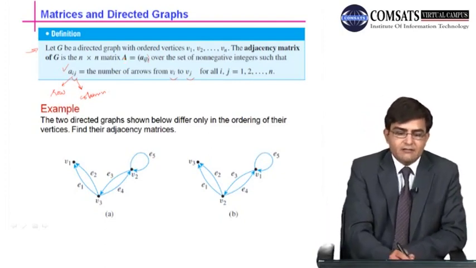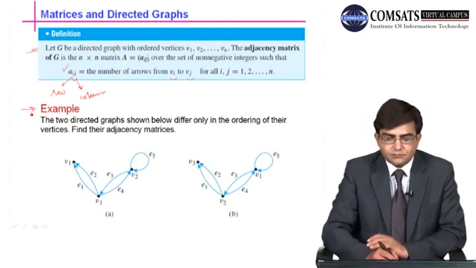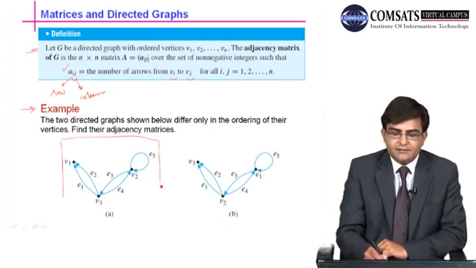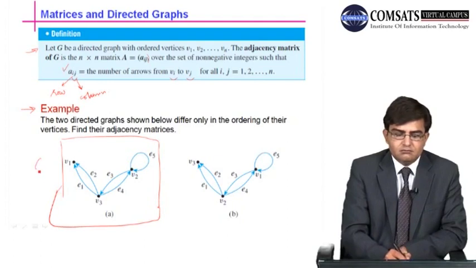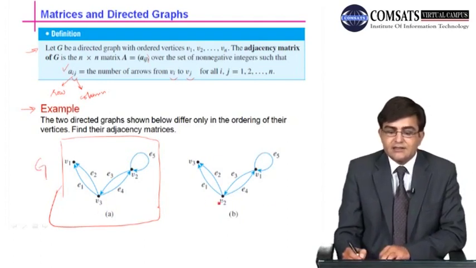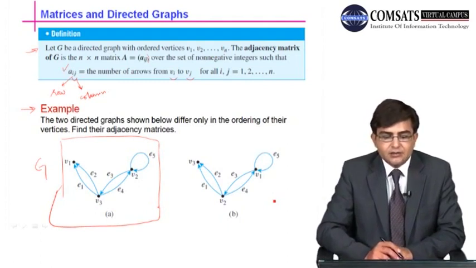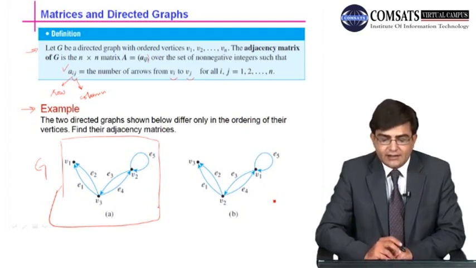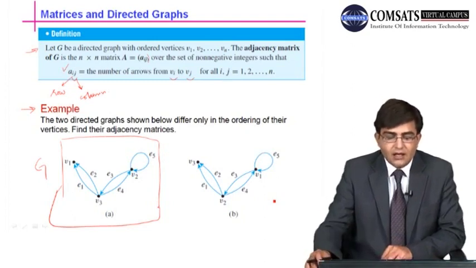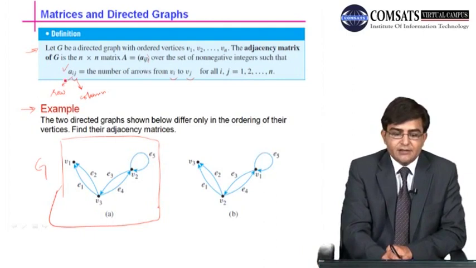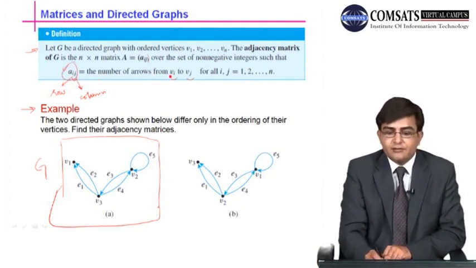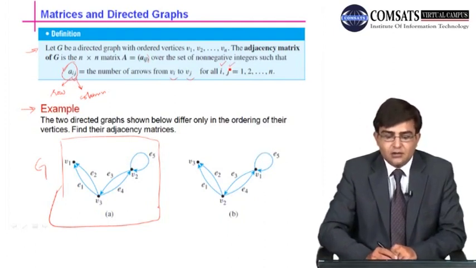For example, if we are given an example, this is basically the graph G, the whole graph in part A. This is the first part, this is the second part of this example. Two directed graphs are given here, and we have to find the adjacency matrix for these two directed graphs. So how do we construct it? Basically the elements of A are the number of arrows from vi to vj. i is from 1 to n and j is from 1 to n. These correspond to rows and these correspond to columns.